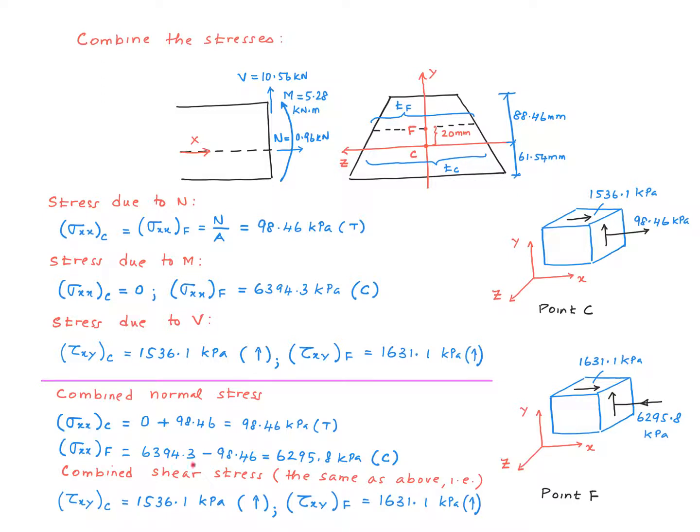We have a compressive stress of 6394.3 kilopascal due to the bending moment, whereas we have a tensile stress of 98.46 kilopascal due to the axial force. So you combine the two with a different sign for each, and we get this value. So the net here is a compressive stress. The combined shear stress, of course, is the same as the individual shear stress, so I copied that over here. So here are the differential elements at the 2 points, point C and F, showing all of the stress components.